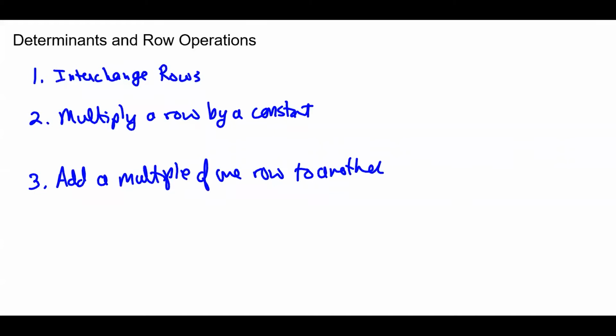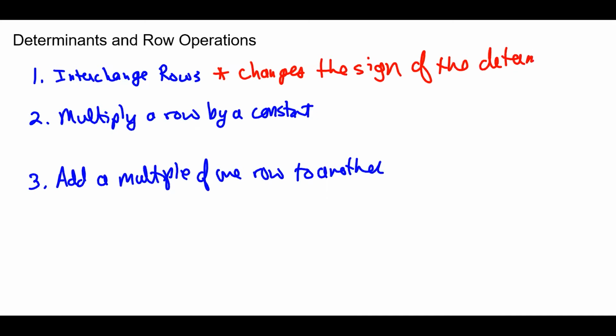For interchanging rows, it changes the sign of the determinant. If you switch two rows, then the sign of the determinant will flip. So if the determinant was -12 and you flip the sign, then the determinant of the new matrix will be +12. So you just have to know that when you get done taking the determinant, you need to multiply by -1 to reverse that.